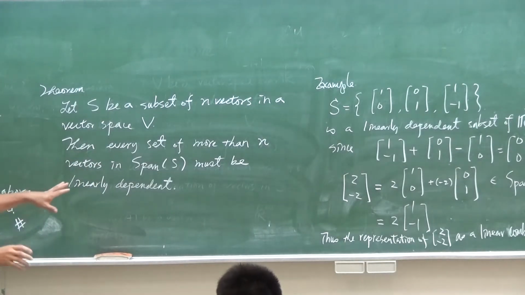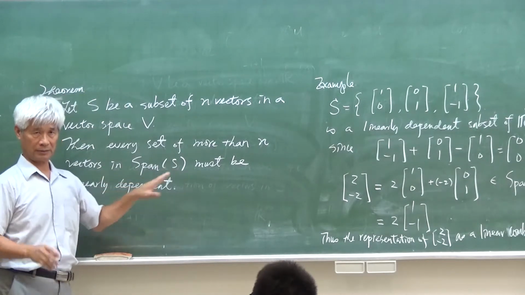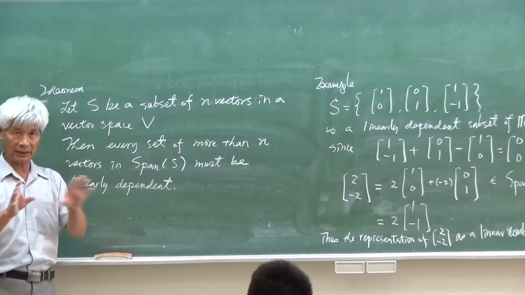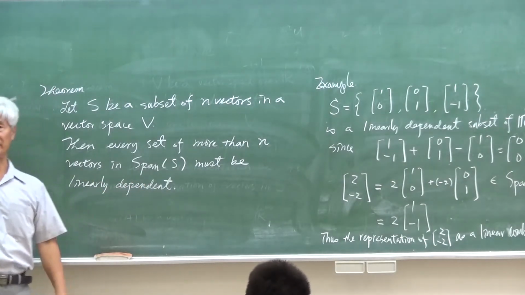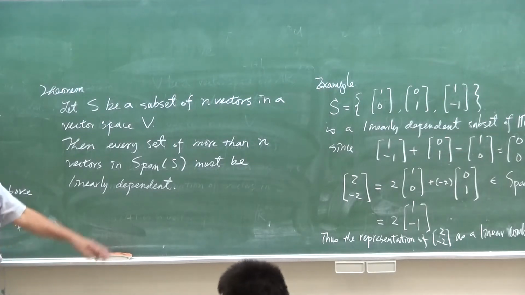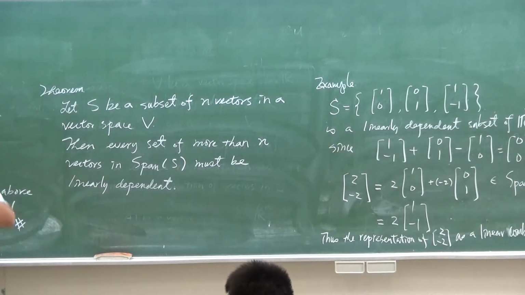And then consider the span of this set of three vectors, and from this span you select 5 vectors. Then these 5 vectors form a set which is linearly dependent. So it's very easy. This experiment is very simple.